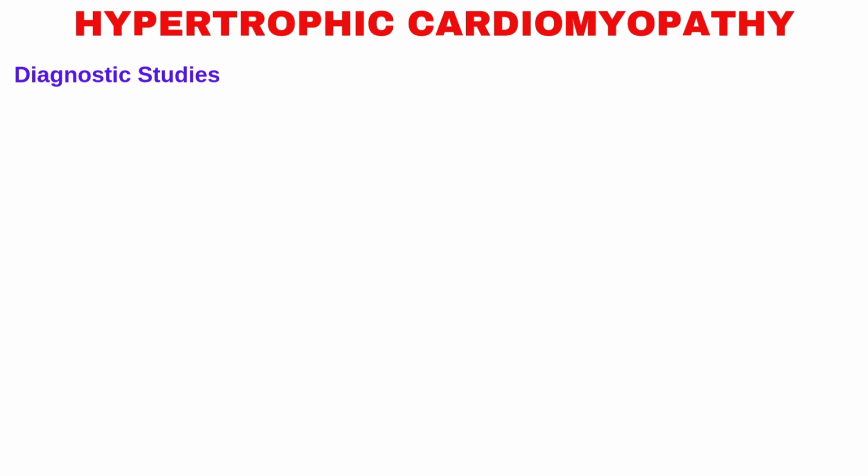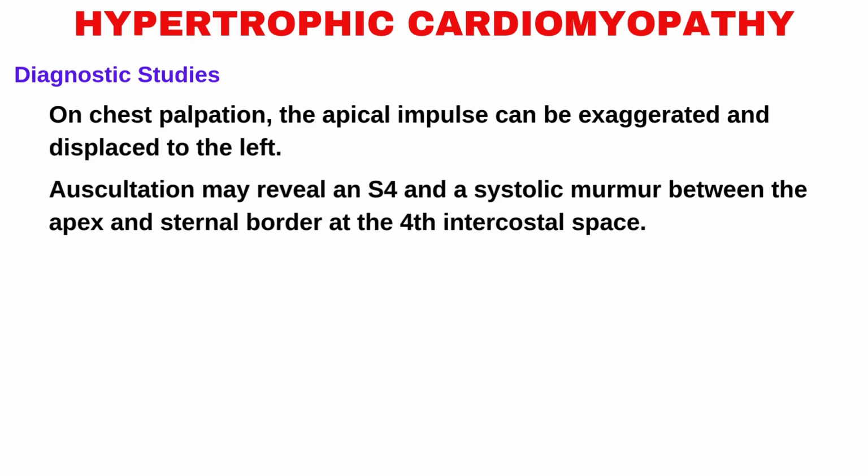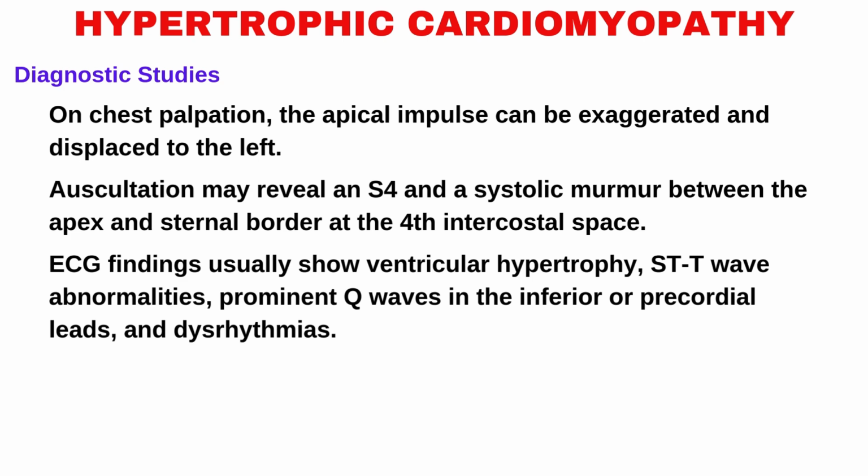Clinical findings may be unremarkable. On chest palpation, the apical impulse can be exaggerated and displaced to the left. Auscultation may reveal an S4 and a systolic murmur between the apex and the sternal border at the fourth intercostal space. ECG findings usually show ventricular hypertrophy, ST and T-wave abnormalities, prominent Q waves in the inferior or precordial leads, and dysrhythmias.